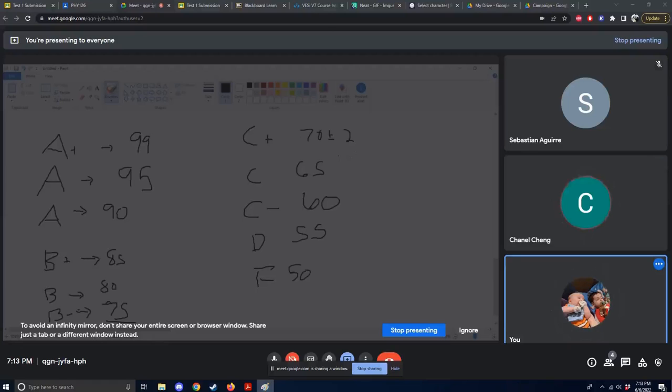So if you're within 2 points of 70, then it goes to a C plus. Hopefully that makes sense. I set up the program so it does the calculations automatically for me. And like I said, it makes sense on paper. It works out for everything, so trust me on that end.